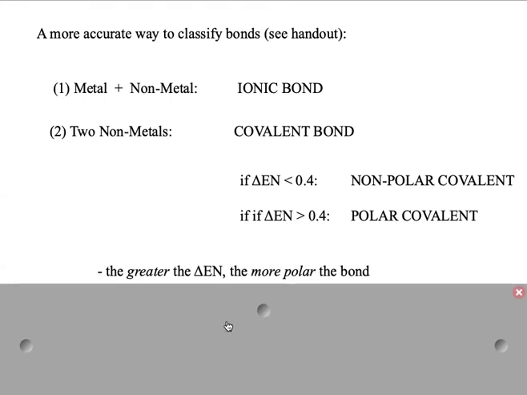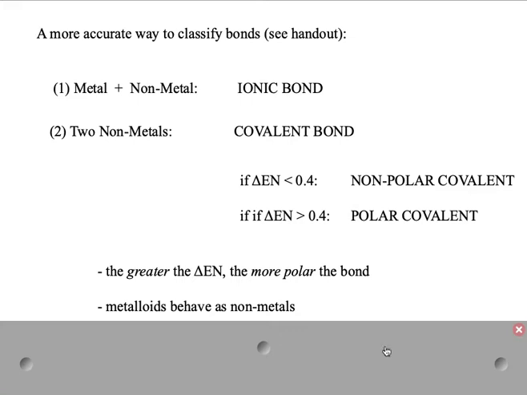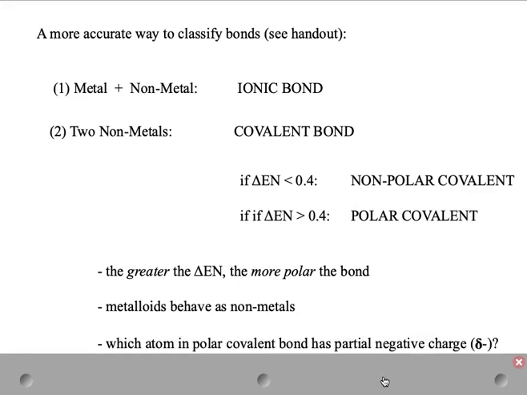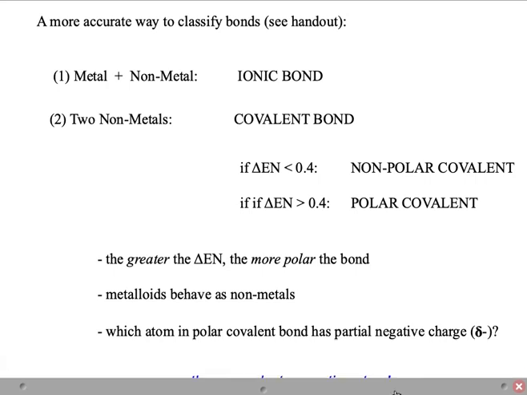We can also determine that if we're comparing two different covalent bonds, the one that has the greater difference in electronegativity will be more polar because there is a greater disparity in electron attracting ability, therefore a greater separation of charge. Metalloids behave as nonmetals. And which atom in a polar covalent bond has the partial negative charge? Well, that obviously would be the more electronegative atom.